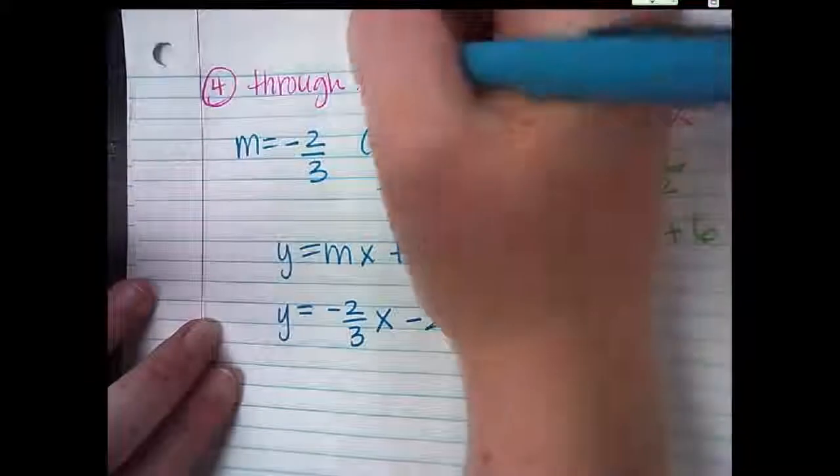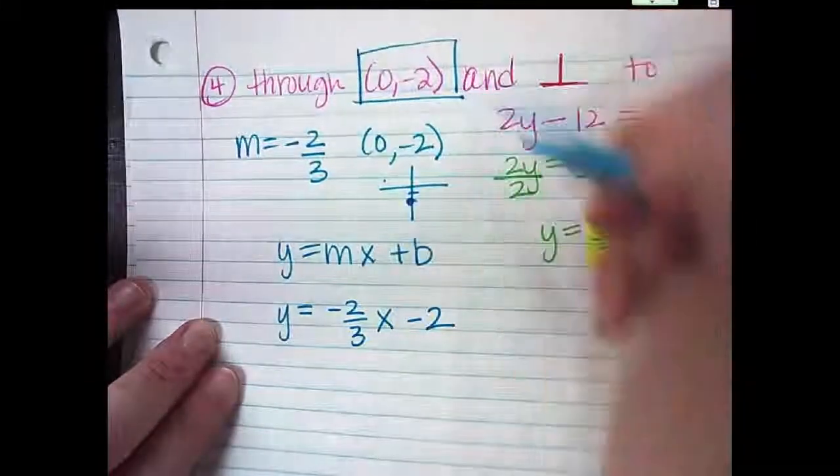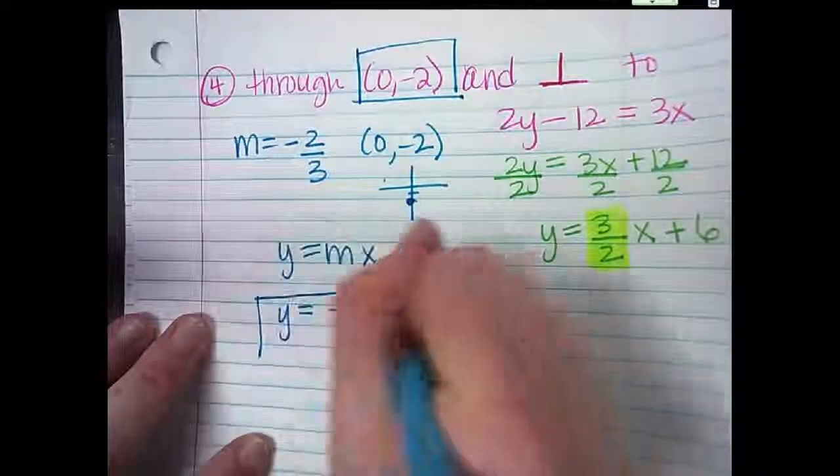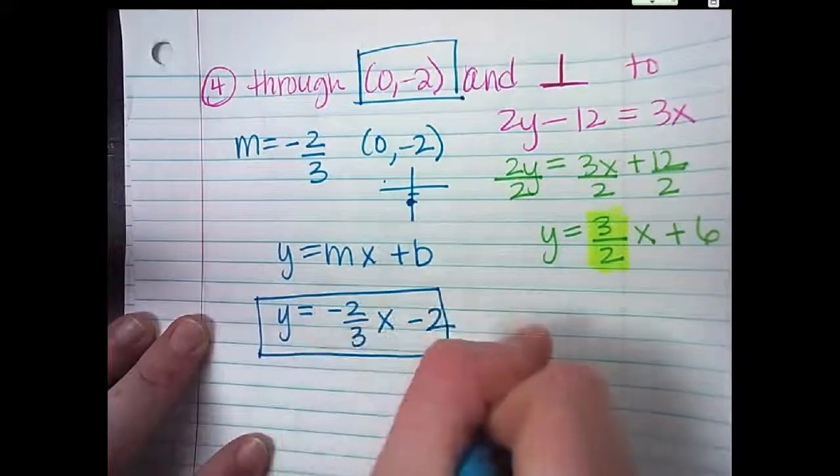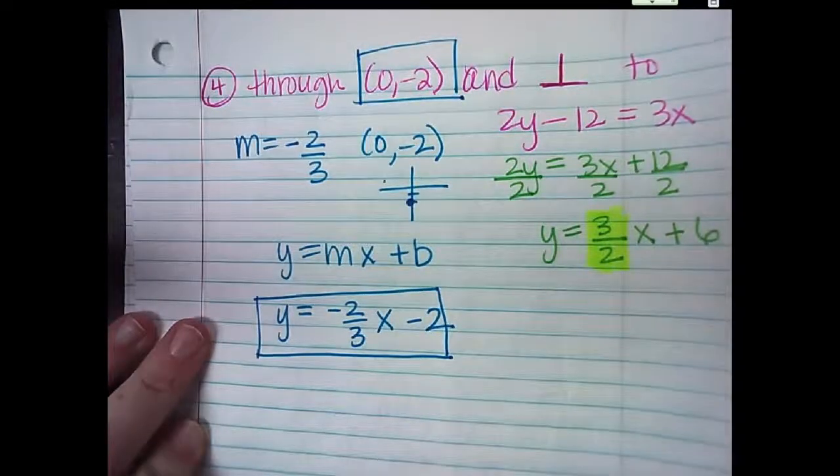And that's only because you were given this. They don't always give you that. I just wanted to show you the shortcut. If you don't see it though, it's fine, just do point slope. Same as all the others.